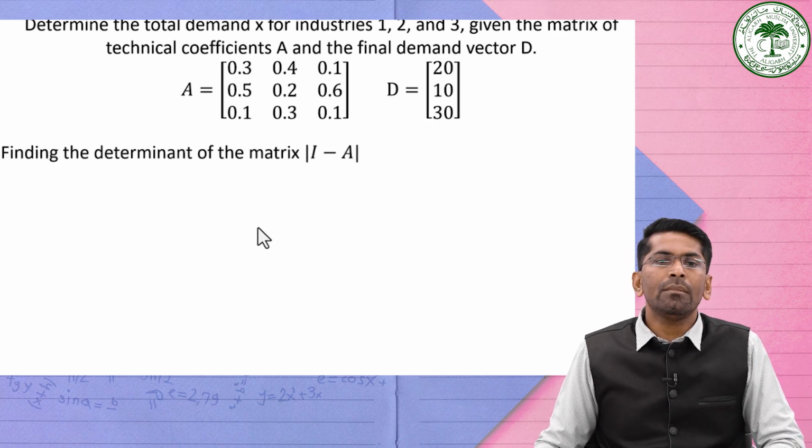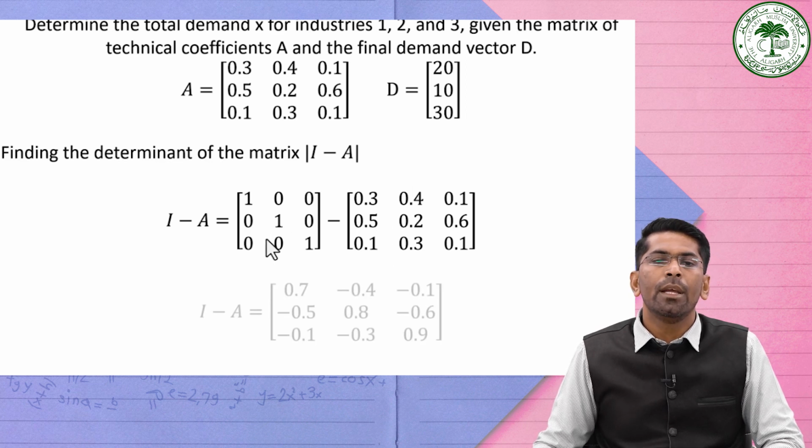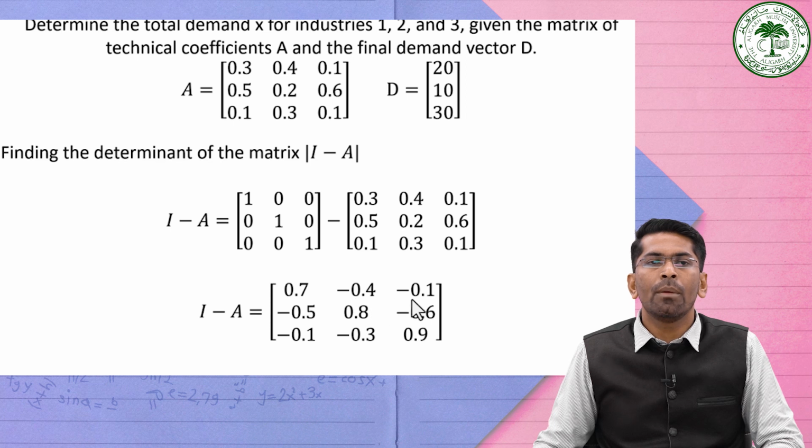So here, first we want to find out the identity matrix minus the coefficient matrix. The identity matrix with the same size, that is 3 by 3, is given here. Then minus A. If you subtract the coefficient matrix from the identity matrix, you will get identity matrix minus the coefficient matrix, which is equal to 0.7, minus 0.4, minus 0.1, minus 0.5, 0.8, minus 0.6, minus 0.1, minus 0.3 and 0.9.